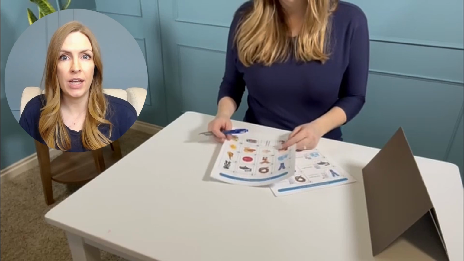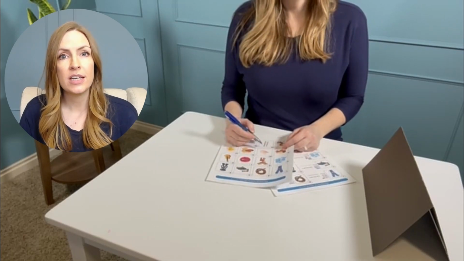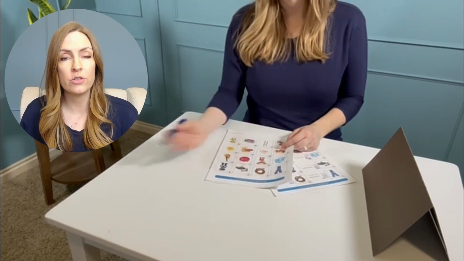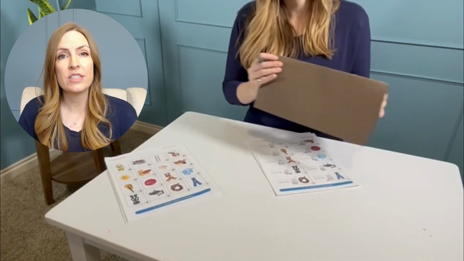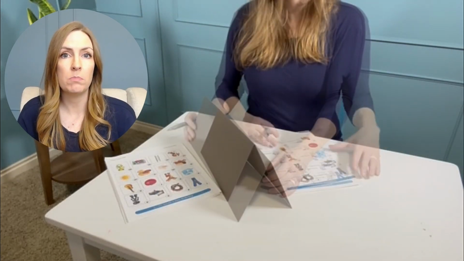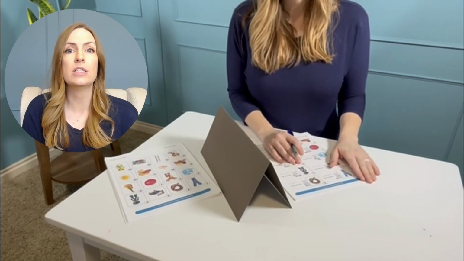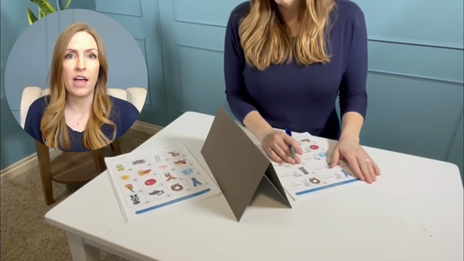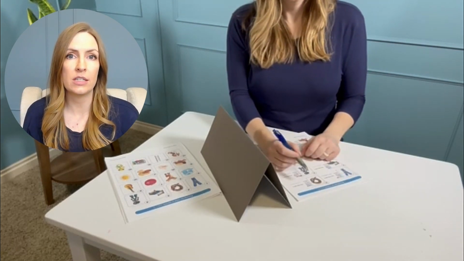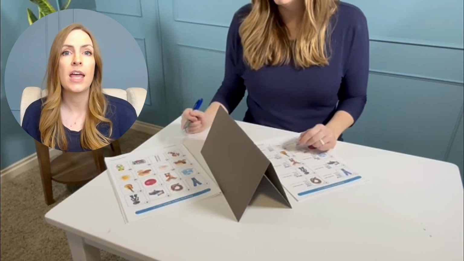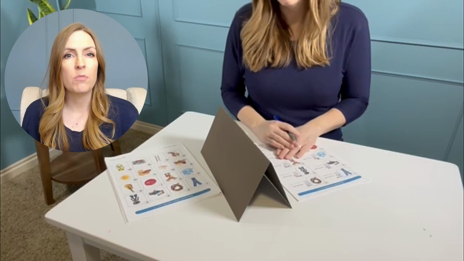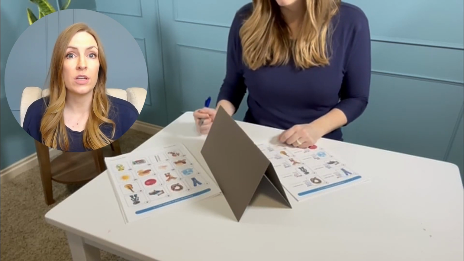As far as setup, what I would recommend is to do it at a table, and if you can, I would sit across from your child or to the side of your child. One thing that I like to do is have some type of barrier between me and the child. The reason I like to do this is because I will have just the images in front of the child, so pages 7 through 9, that just has the images. And then the barrier covers up the score sheet.